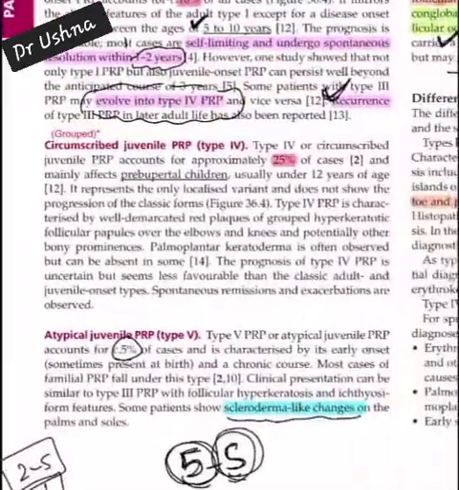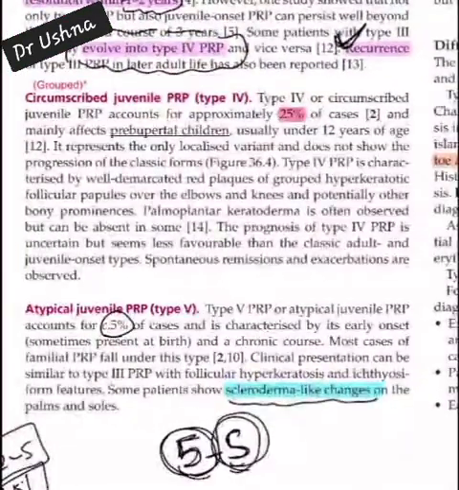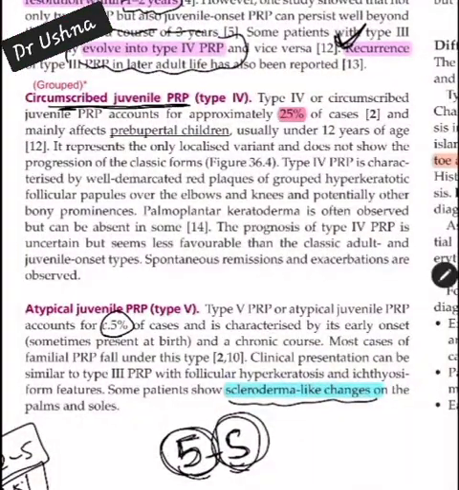We are just left with the type 4 PRP, which is circumscribed juvenile PRP. Circumscribed means grouped. So there are going to be some grouped lesions. Where is the typical location of that grouped lesion? These are elbows and knees. You can just remember type 4, F4, you have to remember all 4 limbs. 4 limbs are in the form of elbows and knees. So the type 4 PRP presents with grouped papules on the elbows and knees.